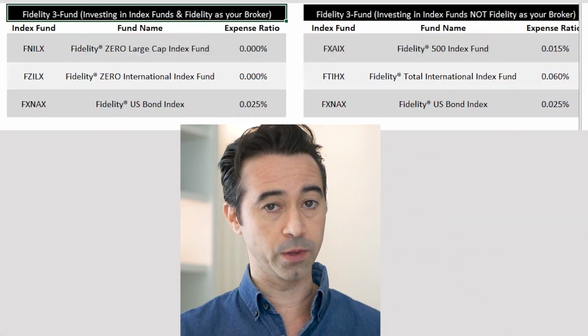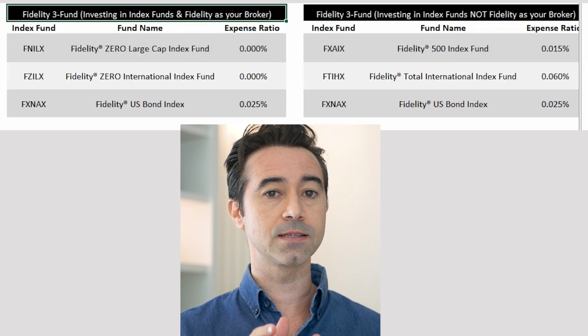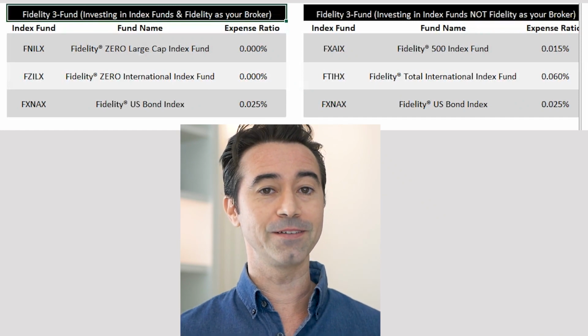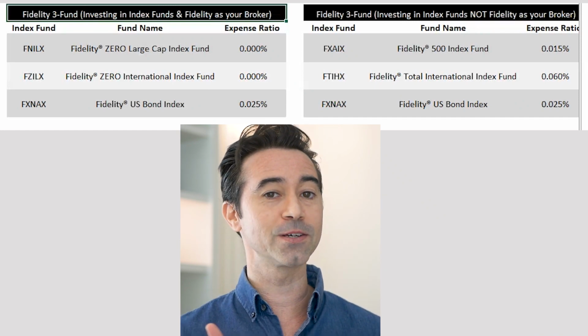There's another option. Let's say you have a Charles Schwab account, TD Ameritrade account, a Vanguard account. You can still use the Fidelity funds in those brokers to create a 3-fund portfolio, but there are limitations, and I'll show you what those are when we get to that. The way to make this the most cost effective with Fidelity is to invest in Fidelity and then invest in Fidelity funds. And so here's what we're going to look at.